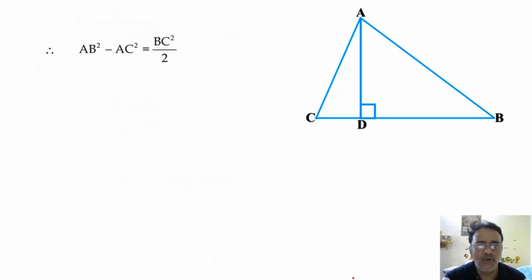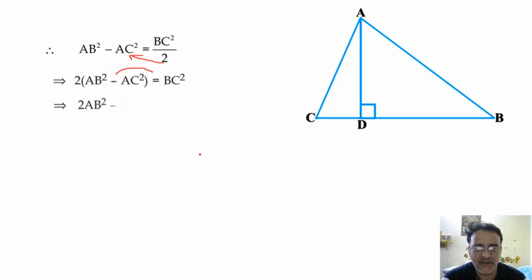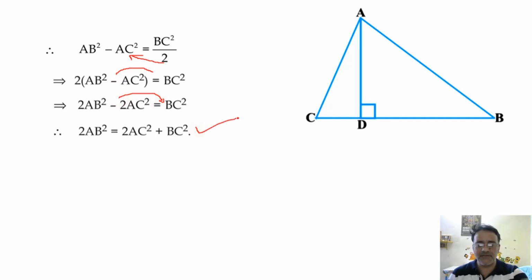So what we will do, we will multiply 2 to both sides, both AB square minus AC square, 2 को cross multiply करेंगे. So we'll get 2 times AB square minus 2 AC square is equal to BC square. Now after multiplying, we will shift AC square to this side, यहाँ पे. So it will become plus. So this is the proof of the 14th question.